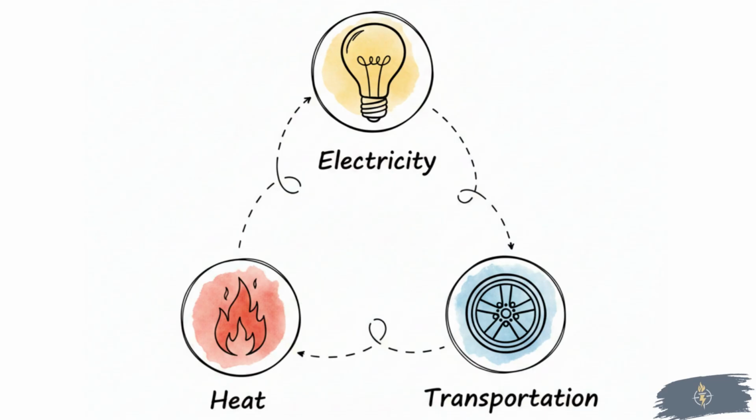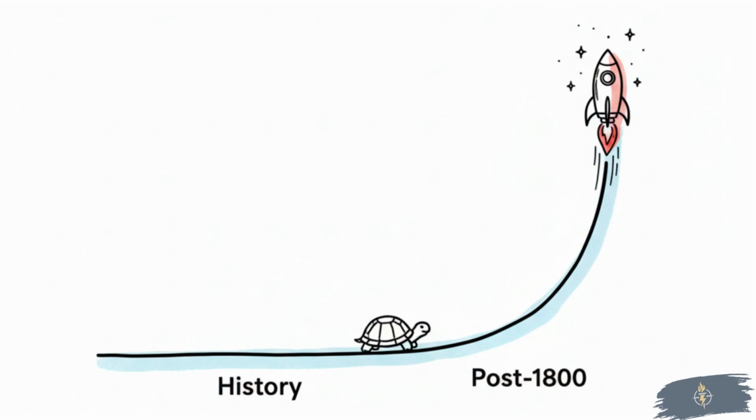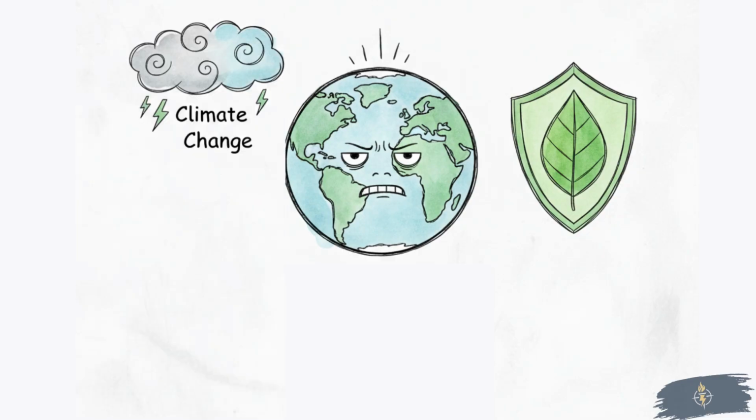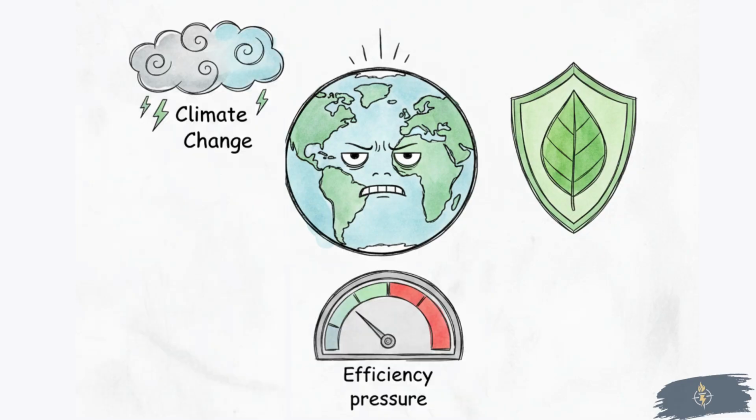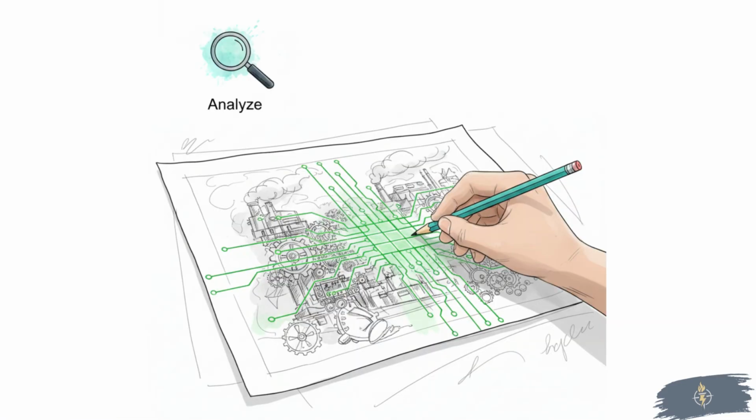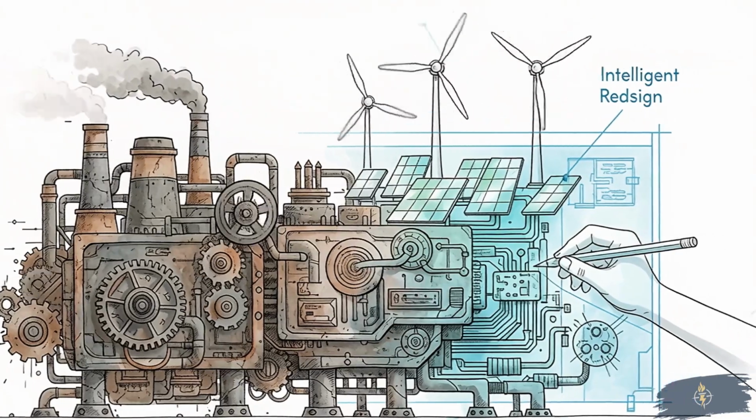Let's summarize. An energy system is an interconnected network that provides electricity, heat, and transportation. For most of history, it evolved slowly, but after 1800, it grew explosively. Today, this massive system faces new challenges: sustainability, climate change, and efficiency. Understanding its history matters because it shows one critical truth. We are deeply dependent on high energy consumption. We cannot simply turn the system off. So we must learn how to analyze it, improve it, and redesign it intelligently.